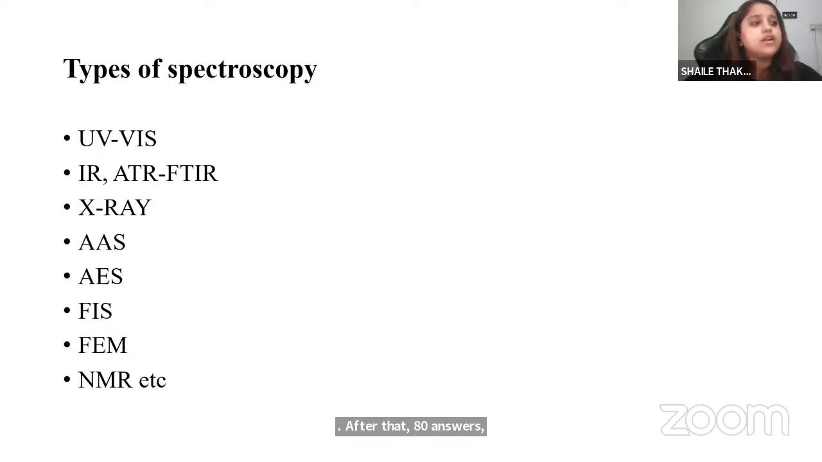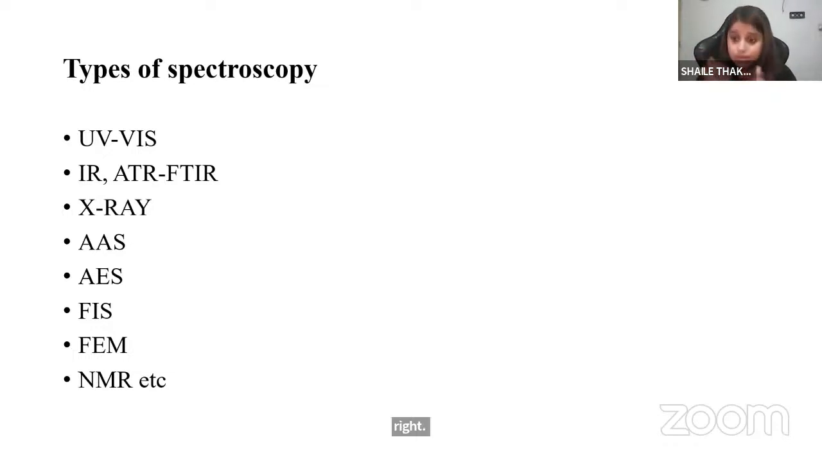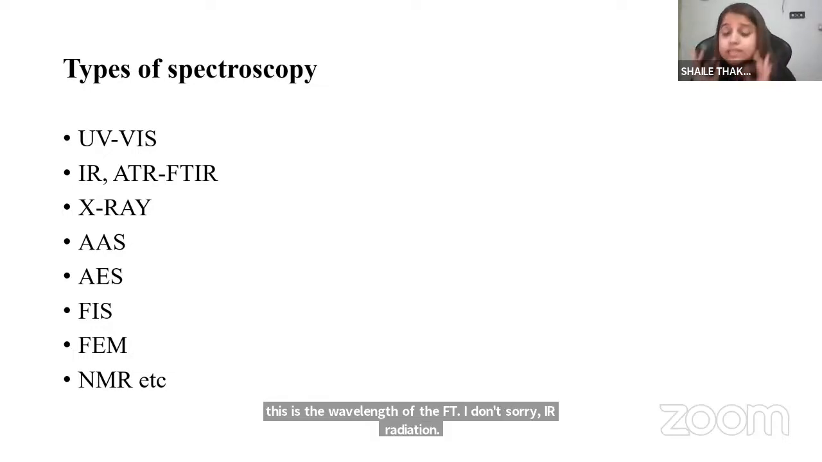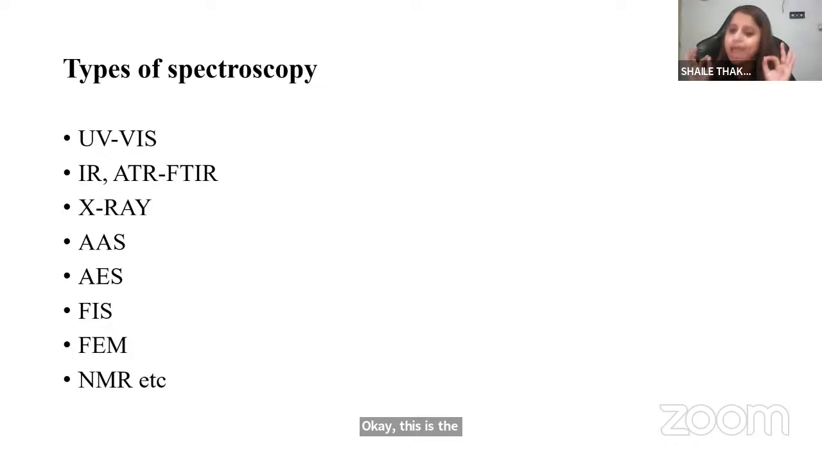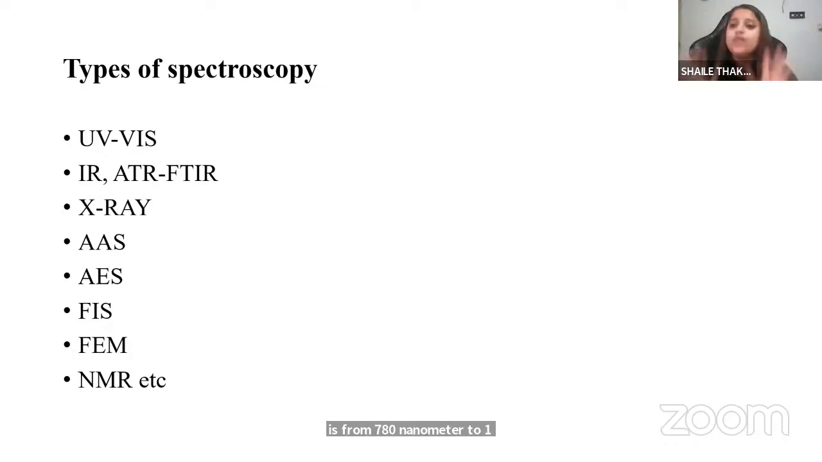So when we are talking about IR, see, IR is an electromagnetic radiation itself, which has a wavelength from 780 nanometer to 1 millimeter, right? So this is the wavelength of the IR radiation. Okay, this is the wavelength of the IR radiation, that is from 780 nanometer to 1 millimeter.